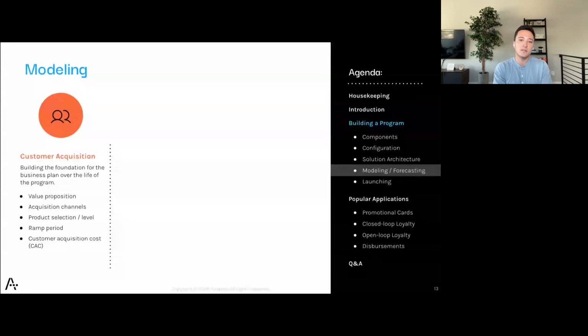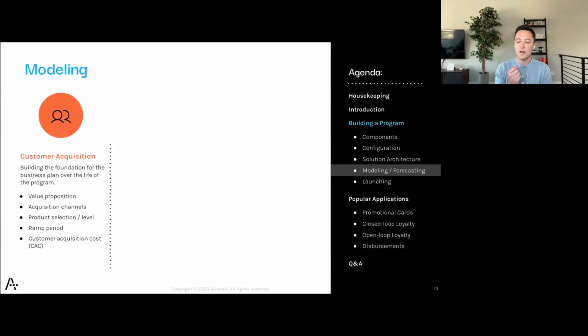And all models start with customers. And so what is the customer acquisition? It's essentially building the foundation for the business plan over the life of the program. And so we start way back in the beginning with what is the product that we ultimately want to launch, and what is the value proposition that we're bringing to our customers or the end users? And then how are we going to acquire them?